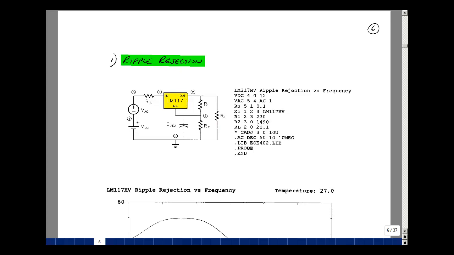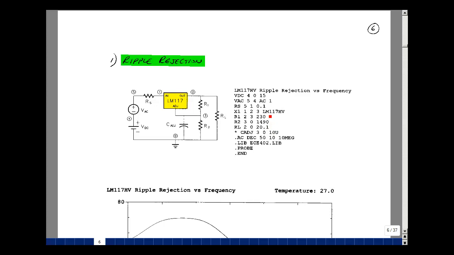One of the pictures in the data sheet is showing the ripple rejection versus frequency. So here's my circuit. I've got an AC input. I put a 1 volt here so I can just do a node voltage to get the transfer function. I have a series resistor here that's basically very small, so that I have not a voltage source across these inputs, but something in place to drop the difference in voltage. And I've got some resistor ratio here. It's going to give us a certain DC voltage, and then a load.